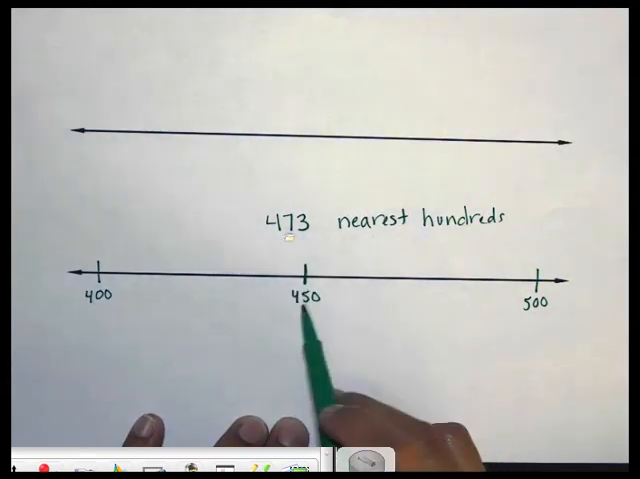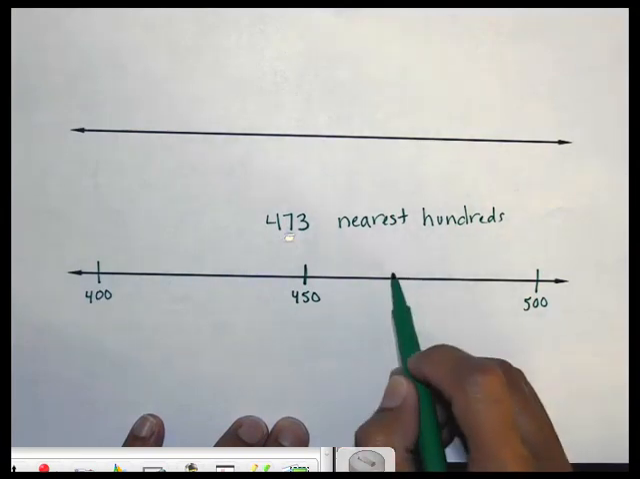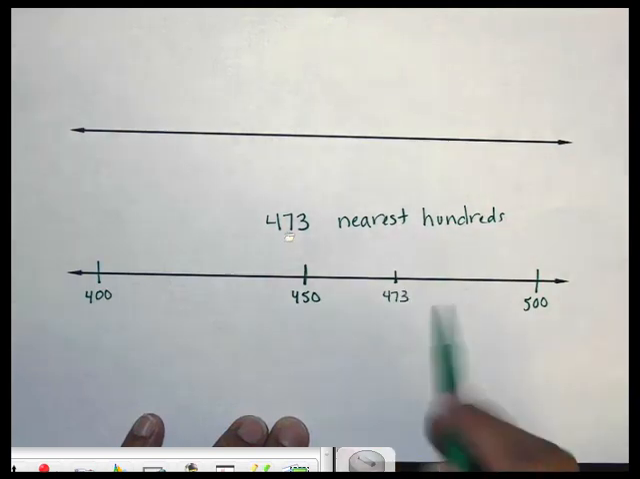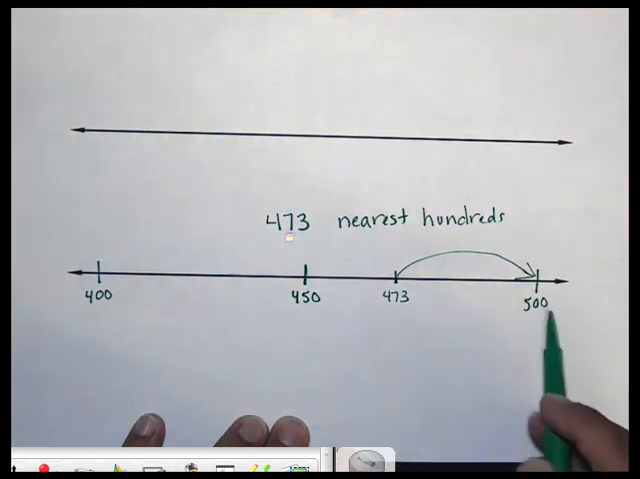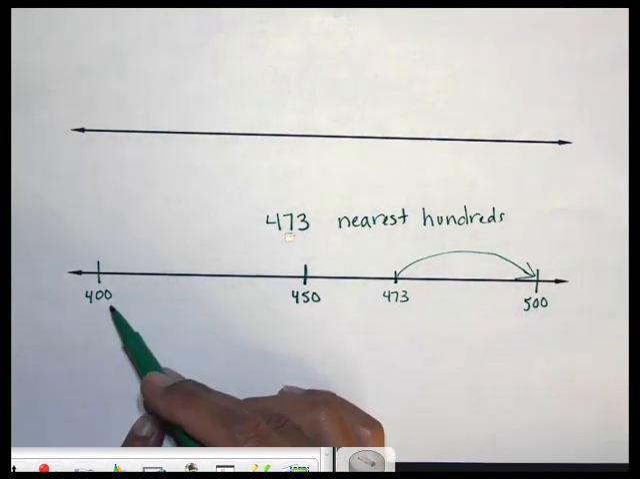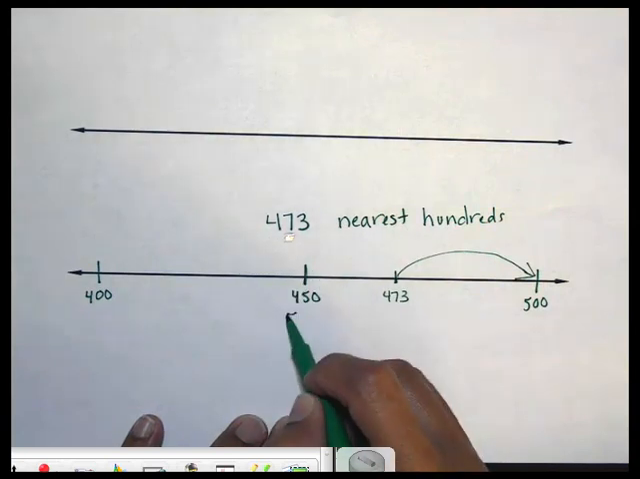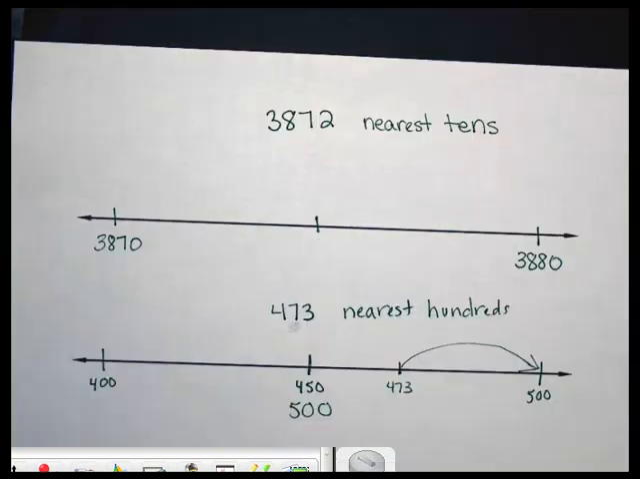So I know that when I count by tens, I've got 450, then I've got 460, 470, so I'm going to put this right about here for 473. So when I look at this, because it has only this little bit of space to get to 500, I'm not going to be able to round it down or let it stay the same. I'm going to actually round it up to 500. So 473 rounded to the nearest hundred is 500.